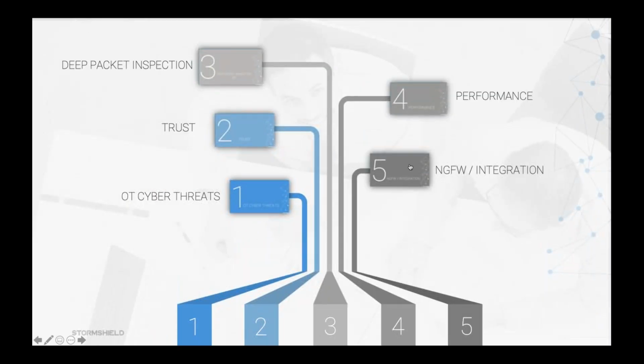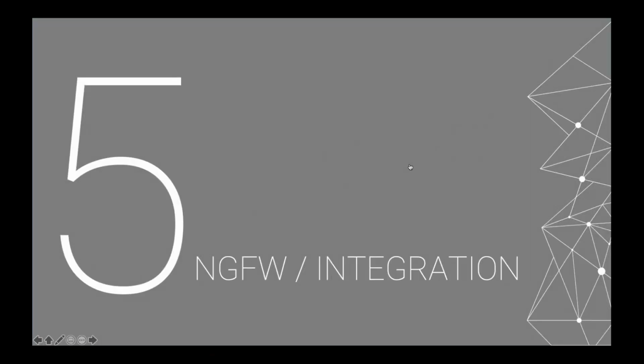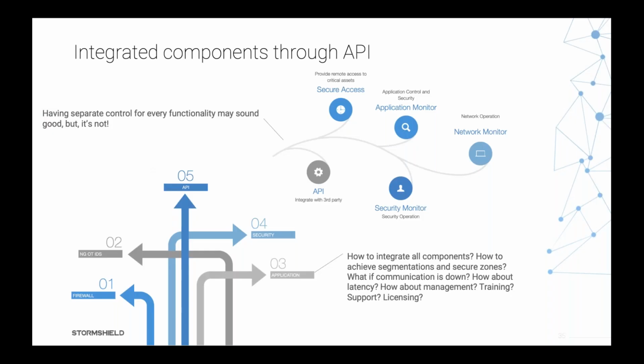And the last part is the next generation firewall and the integration within the OT network. I know this sounds like a mess, and in fact it is. We see some approaches towards securing operational technology that go through integrated components through APIs. So you have multiple components, each one of them good at a very certain functionality, and all together they can achieve a very high level of security and control, and it looks really attractive, which is good.